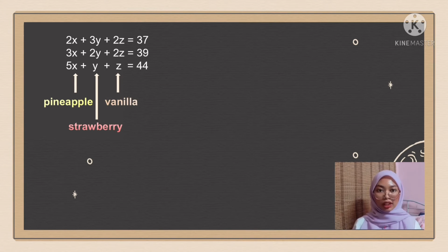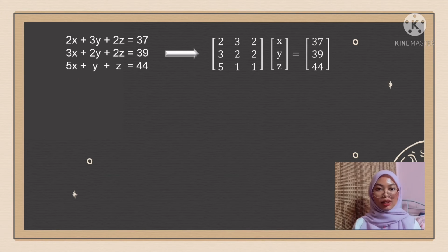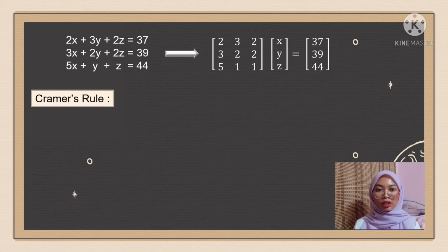After that, we will transform these equations into a matrix form like this. Now we will start the calculation by using Cramer's rule. So based on Cramer's rule that we have learned, we need to find the determinant first. How do we find it? Okay, look at the matrix.